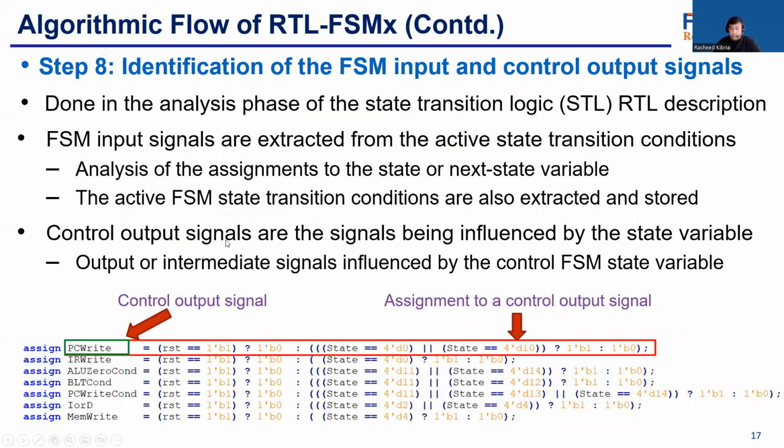In step 8, all the FSM input signals and control output signals are reported, and it is actually obtained via analysis of the state transition logic RTL description. FSM input signals are extracted from the active state transition conditions, and it is mainly done by analysis of all the assignment statements to the state or next state variable. The active FSM state transition conditions are also extracted and stored.